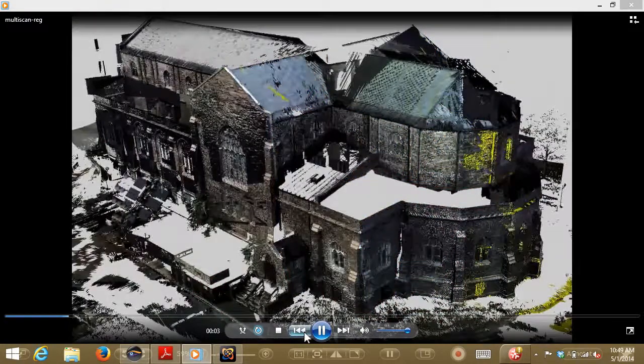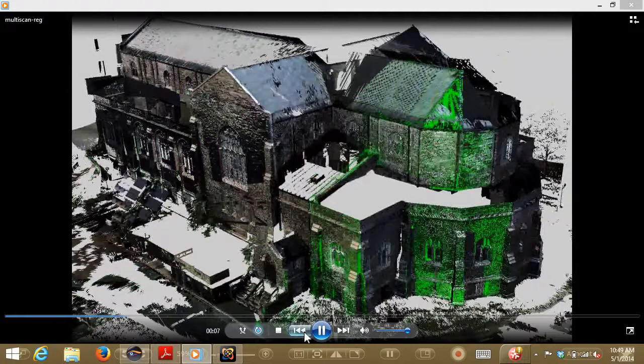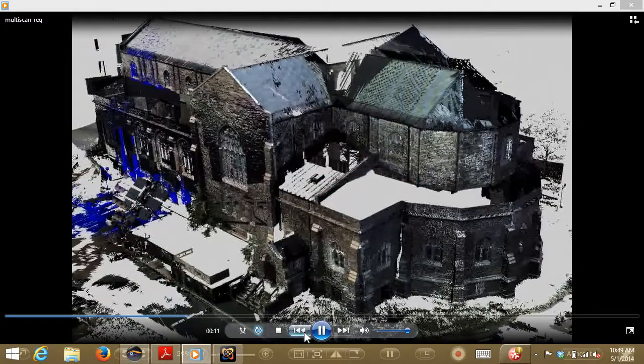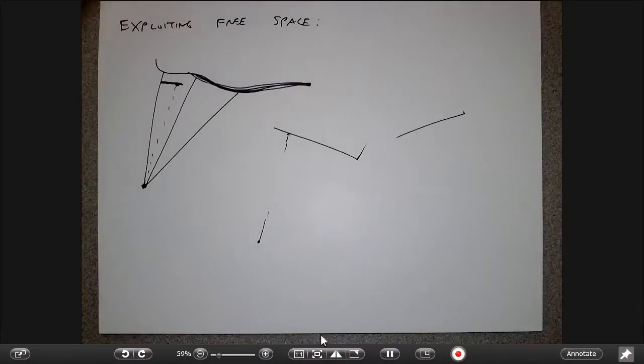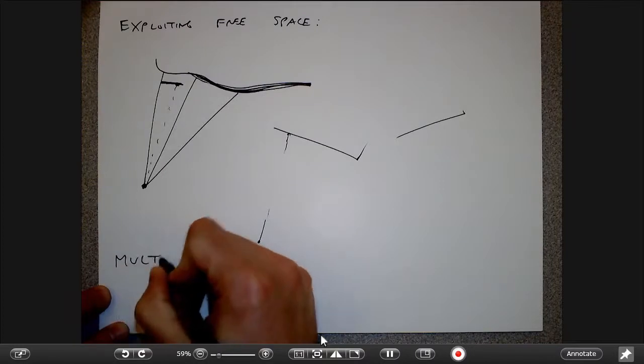But we were able to pull all these scans together into the same coordinate system. And actually, let me just say a word about that before I go on. So how does this multi-scan registration work? Well, it's kind of analogous to bundle adjustment in a way, right? So, multi-scan fusion.